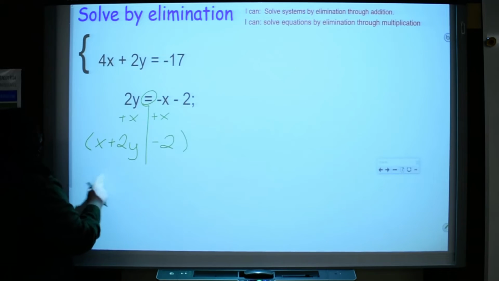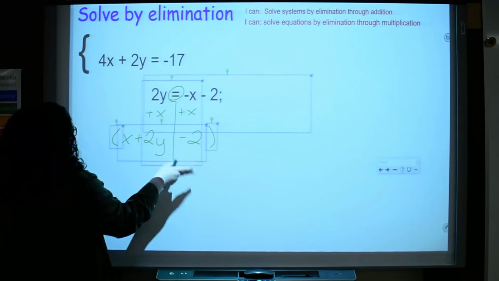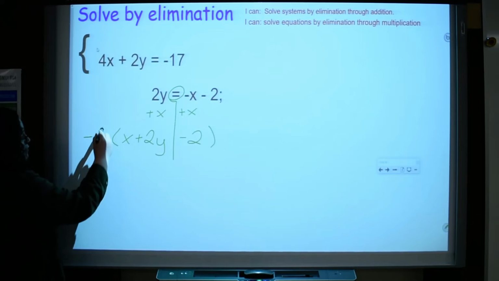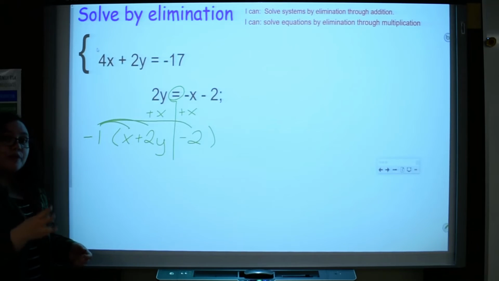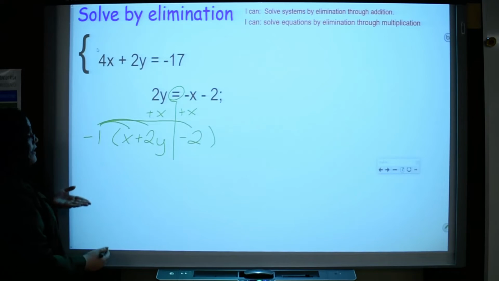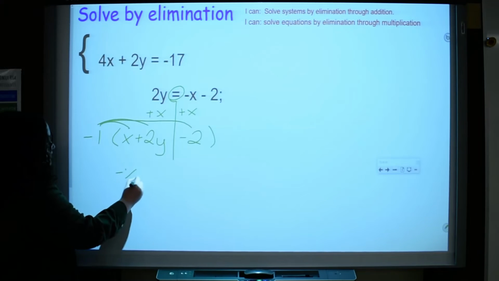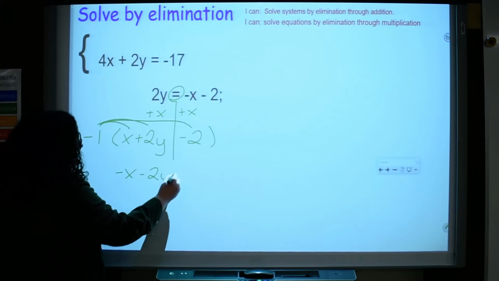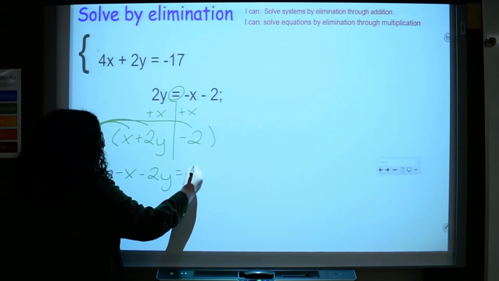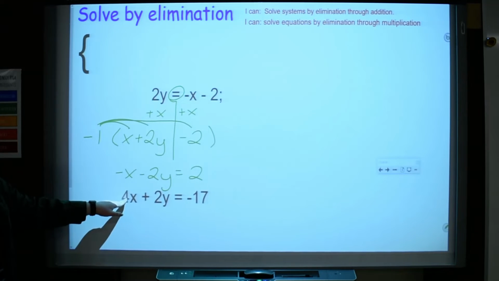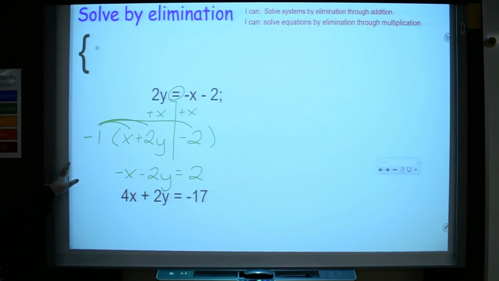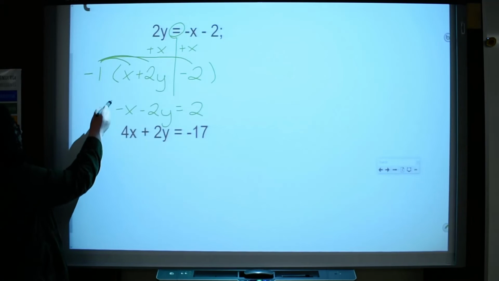Multiply that by a negative 1, here, here, and here. Again, all three terms need to be multiplied by this negative 1. So I've got a negative x minus 2y, and then equals a positive 2. Negative times a negative. Nice. Okay. Now we've got a system that we can work with. This we can do elimination with.